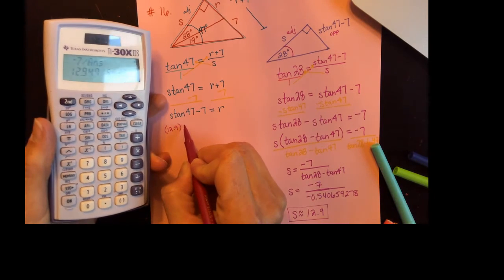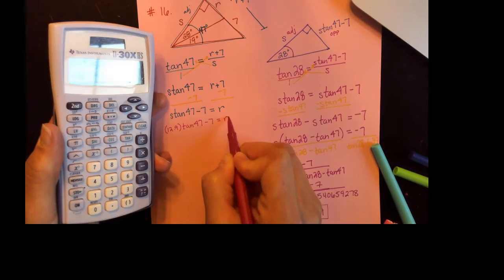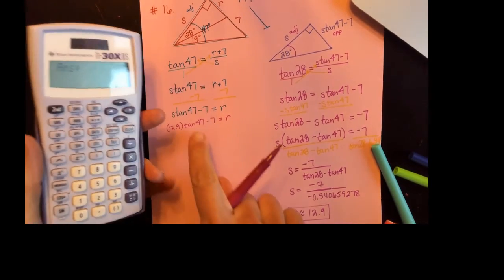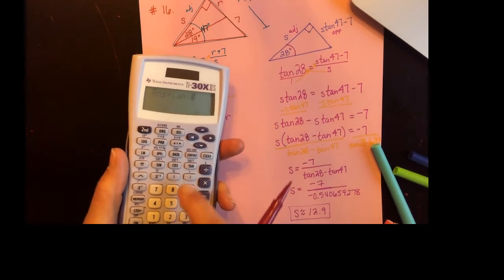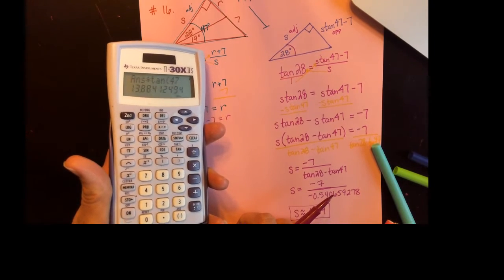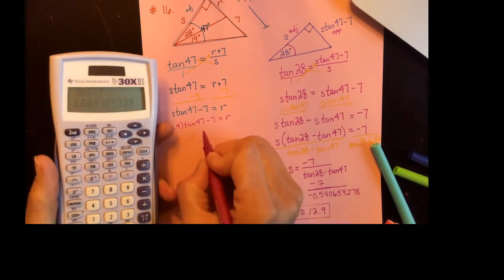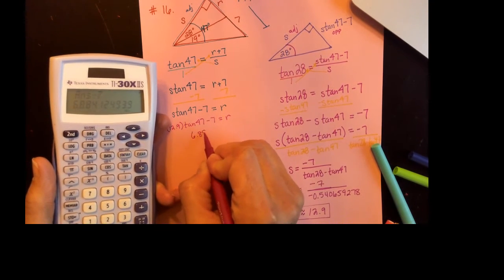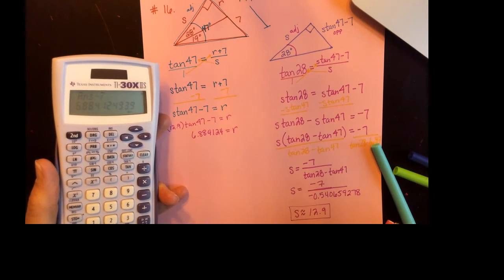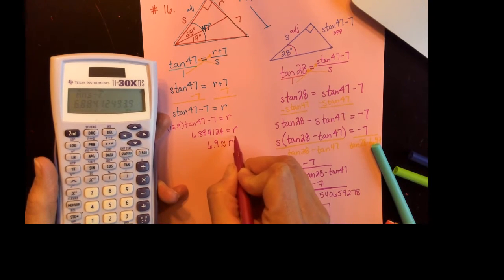I'm going to multiply it by tangent 47, and then I'm going to subtract 7 to get r. So there's the 12.9. I'm going to push times tangent 47, enter, because we've done that operation in our order of operations. And now I'm going to subtract 7, and we end up with 6.884124, etc. But because the question says round to the nearest tenth, we have 6.9 is about r.